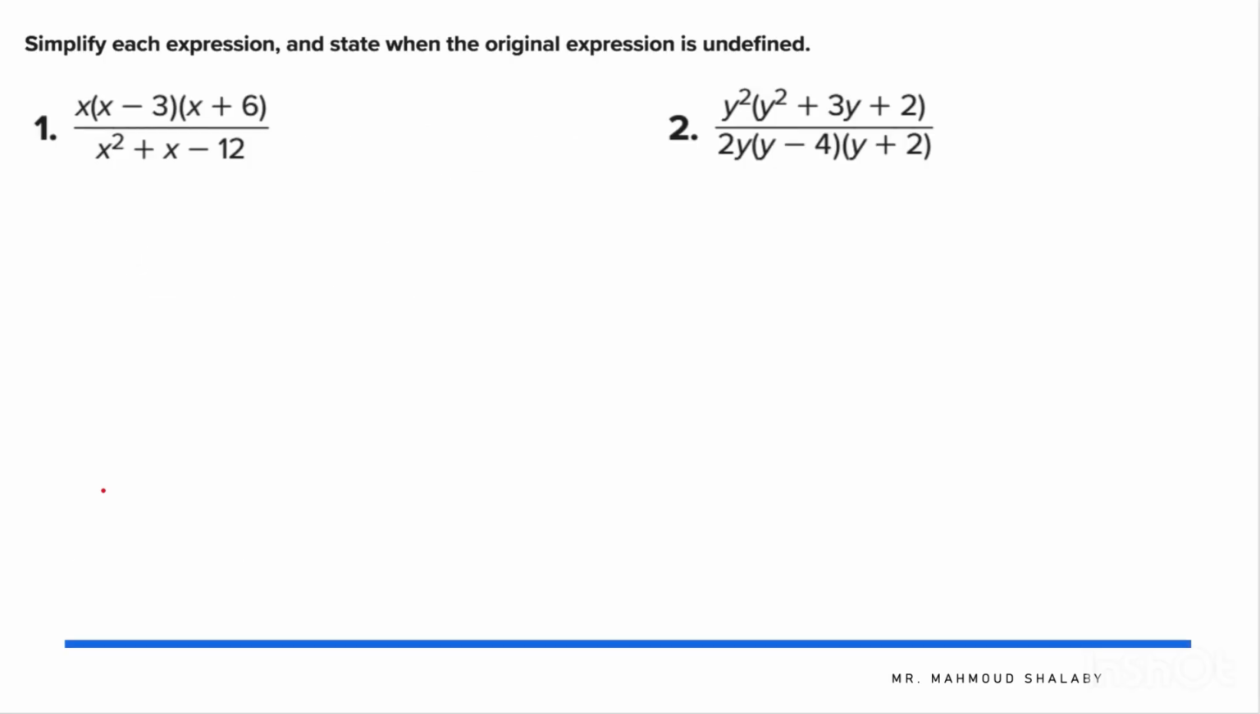Okay? Now we are in question 7, still in the MCQ, module 7, lesson 1, simplify rational expressions. Let's read the question first. What is required? Simplify each expression. So this will be your first task, and state when the original expression is undefined.